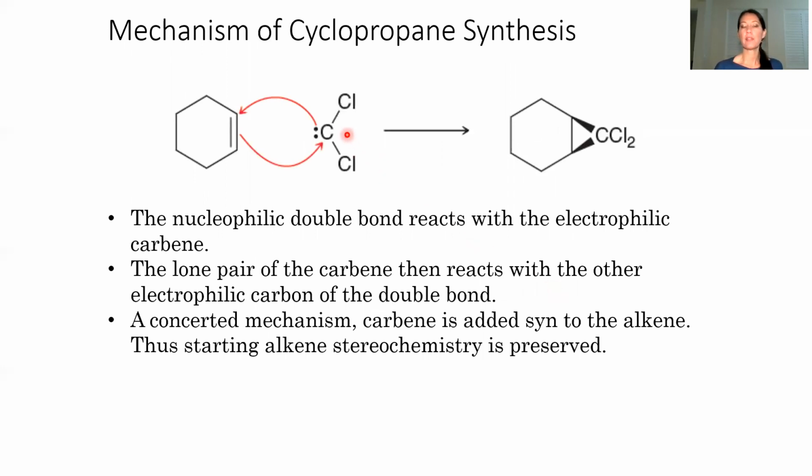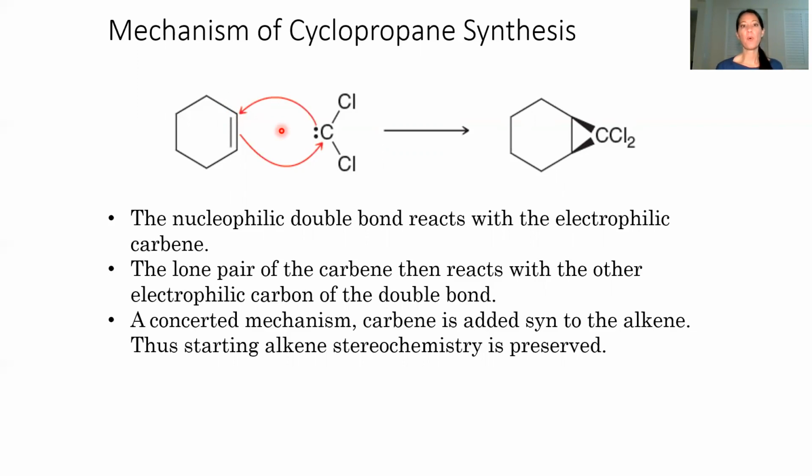I already told you that this carbon on the carbene is electrophilic because it only has 6 electrons. We know that the pi bond of an alkene can act as a nucleophile and attack an electrophile. In this case, our carbene is the electrophile. And simultaneously, the lone pair of the carbene will then attack where you would think a positive carbocation would be. What actually happens is this is a concerted process.